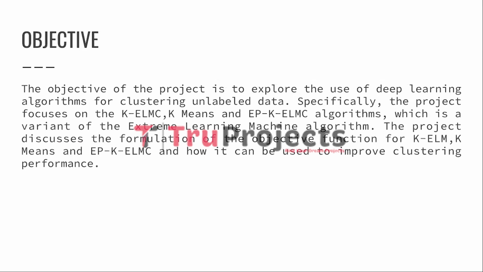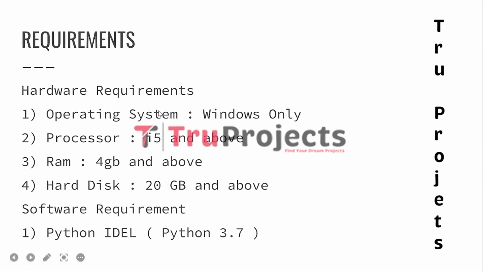without labeled information. More specifically, the project centers around the K-means, KELMC and EPKELMC algorithms, which are variants of the extreme learning machine algorithm. The project discusses the formulation of the objective function for these algorithms and how it can be used to improve the clustering performance. These are the basic requirements that are needed to build this project.